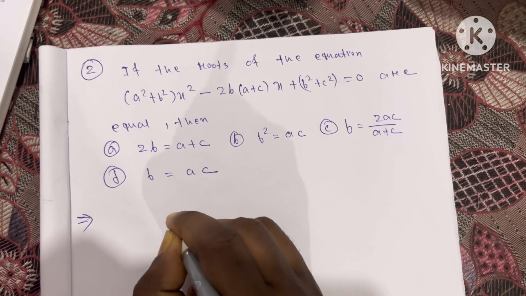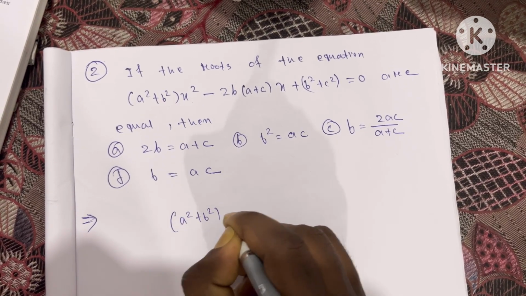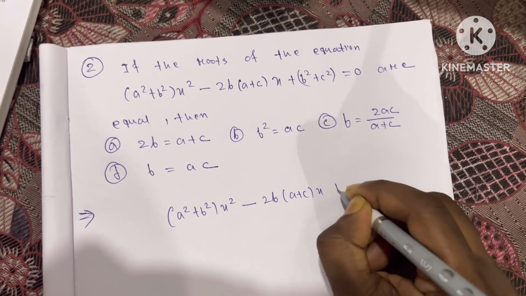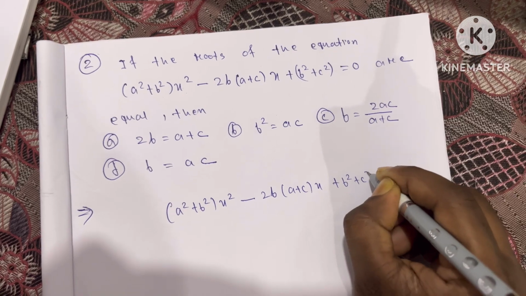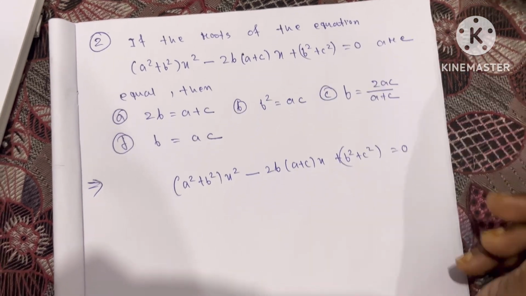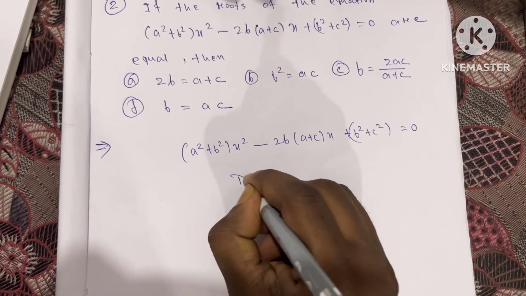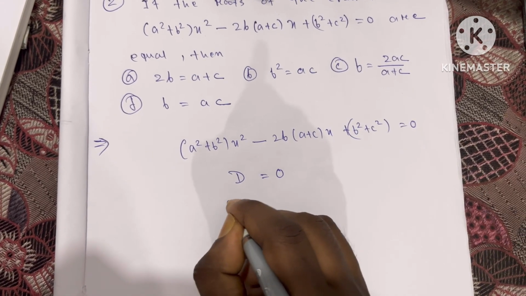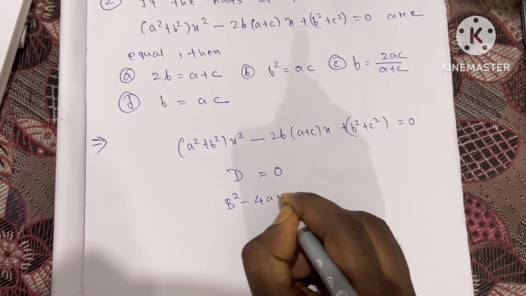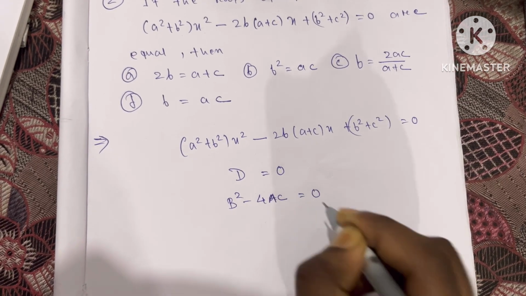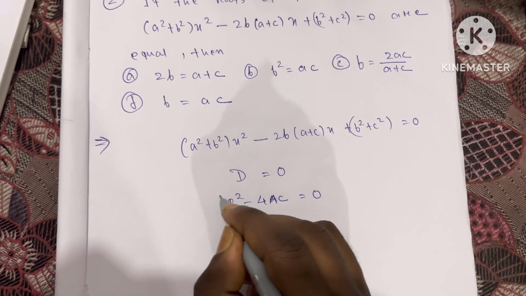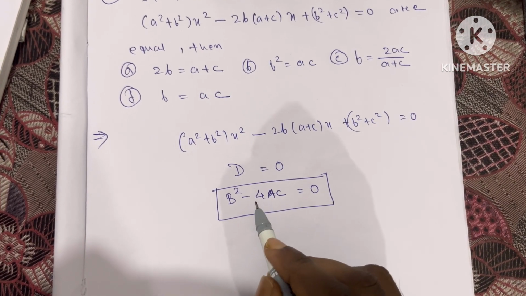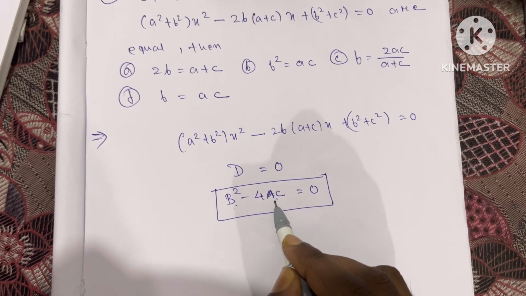Our quadratic equation is (a square plus b square) x square minus 2b(a plus c) x plus b square plus c square. According to the question, this equation has equal roots, which implies the value of discriminant is equal to 0. The discriminant means b square minus 4ac, so b square minus 4ac is equal to 0. For finding the option, you have to use b square minus 4ac is equal to 0.